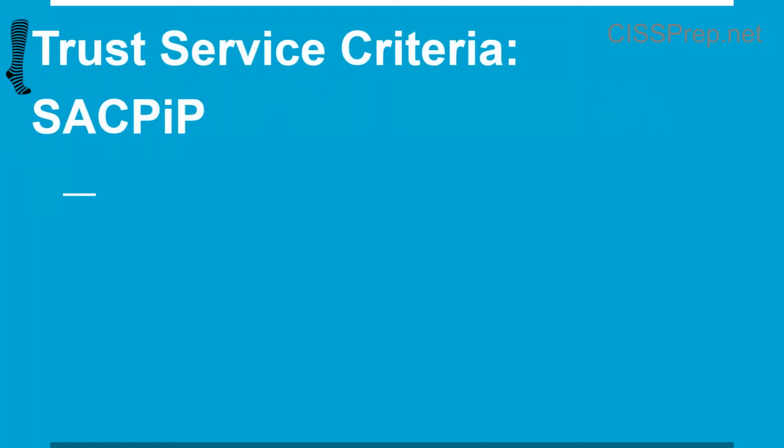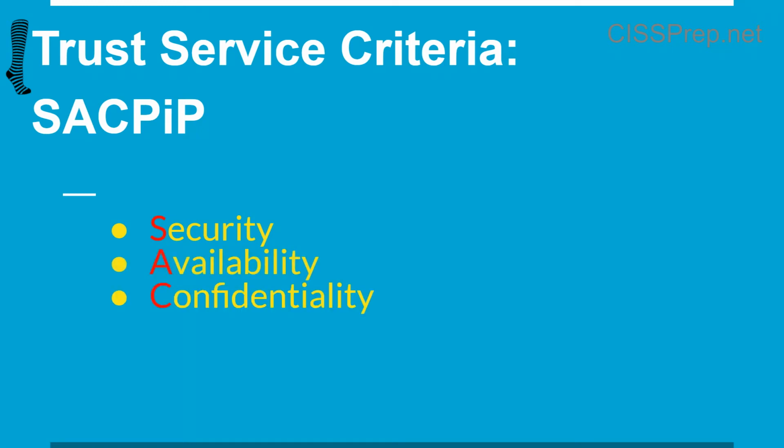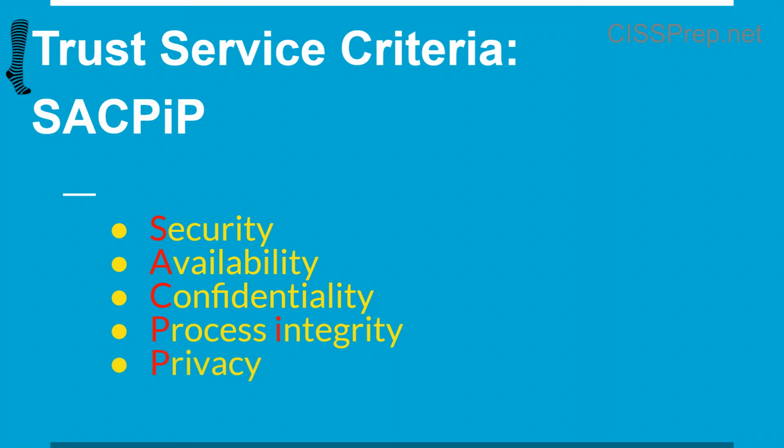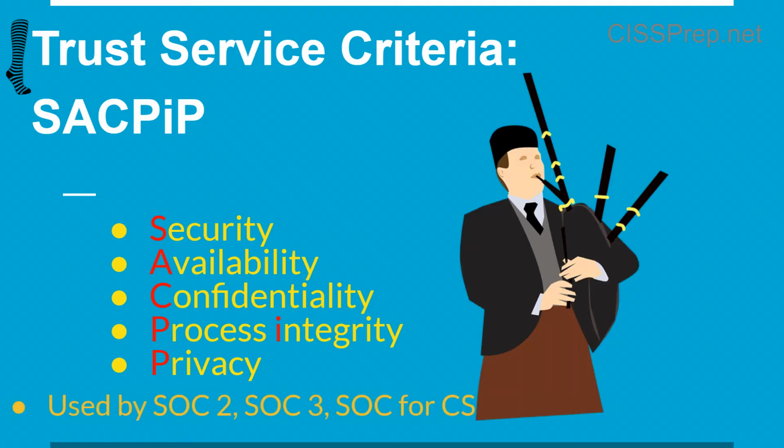So what are the trust services criteria or trust service criteria? You can use the mnemonic SACPIP, S-A-C-P-I-P. We have security, availability, confidentiality, process integrity, and privacy. The red letters in this mnemonic give you the SACPIP, but I want you to think of SACPIP to help you remember it. Instead of a bagpipe, we have a SACPIP. The trust services criteria are also used by SOC 2, SOC 3, and SOC for cybersecurity.